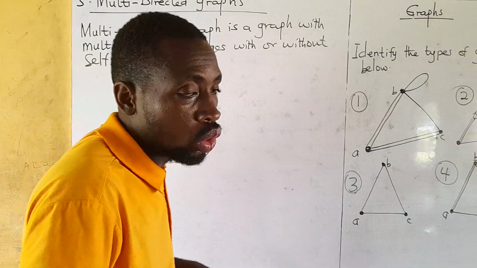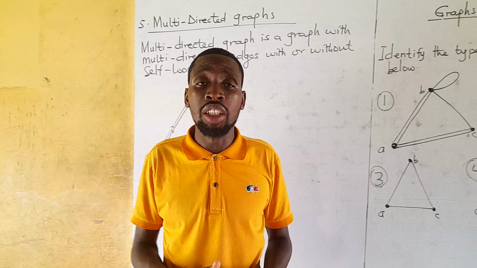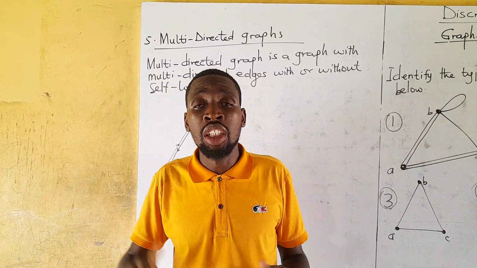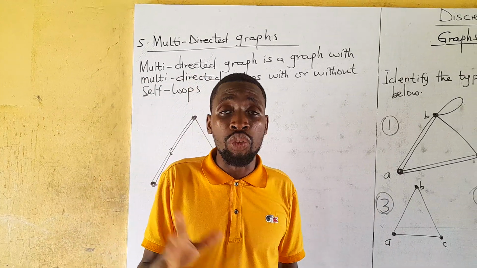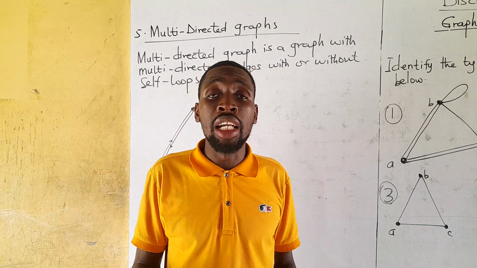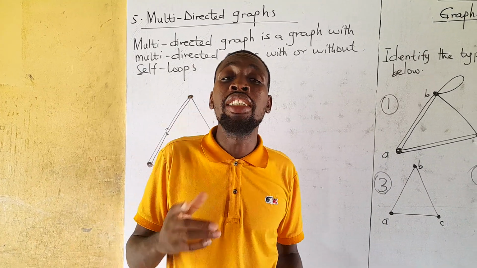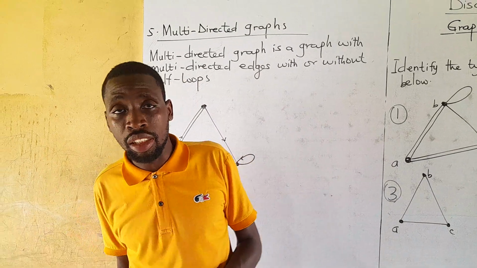So what have we been looking at so far? We have been looking at the types of graphs, and we said we have five types: simple graph, multi-graph, pseudograph, directed graph, and multi-directed graph. When the edges of a graph are not directed, they are either simple graphs, multi-graphs, or pseudographs. When the edges are directed, then they are either directed graphs or multi-directed graphs.